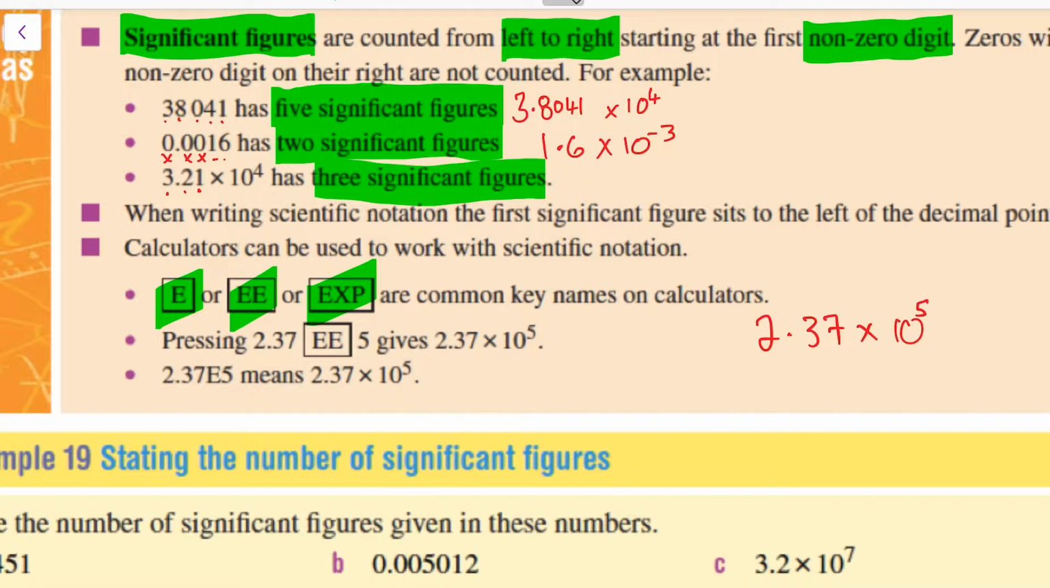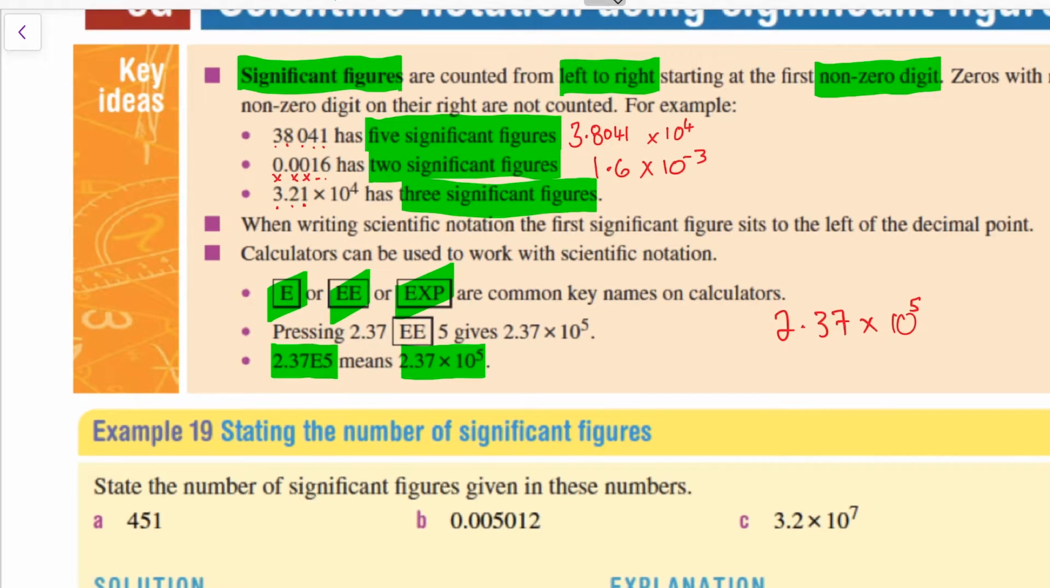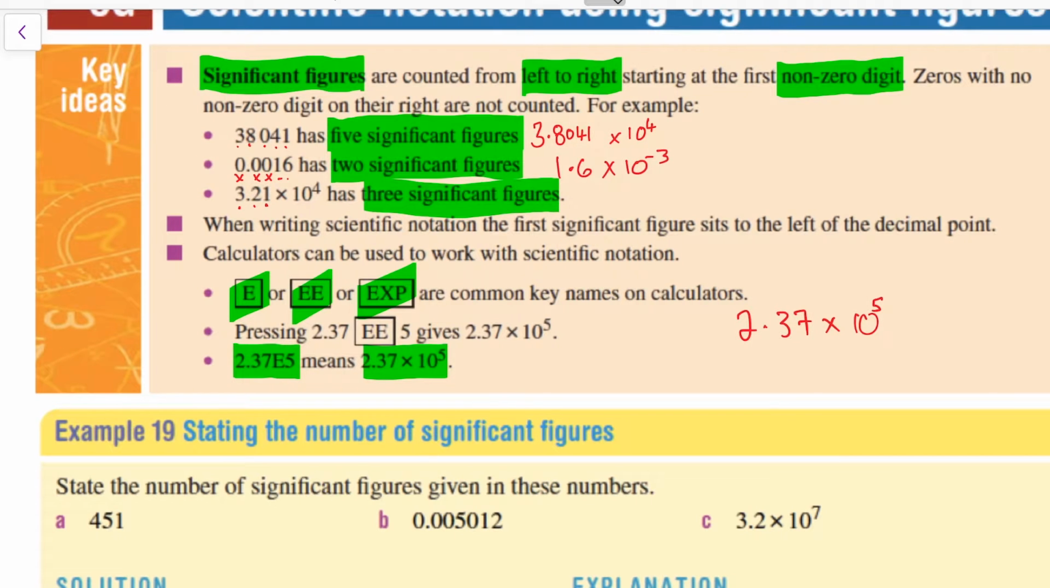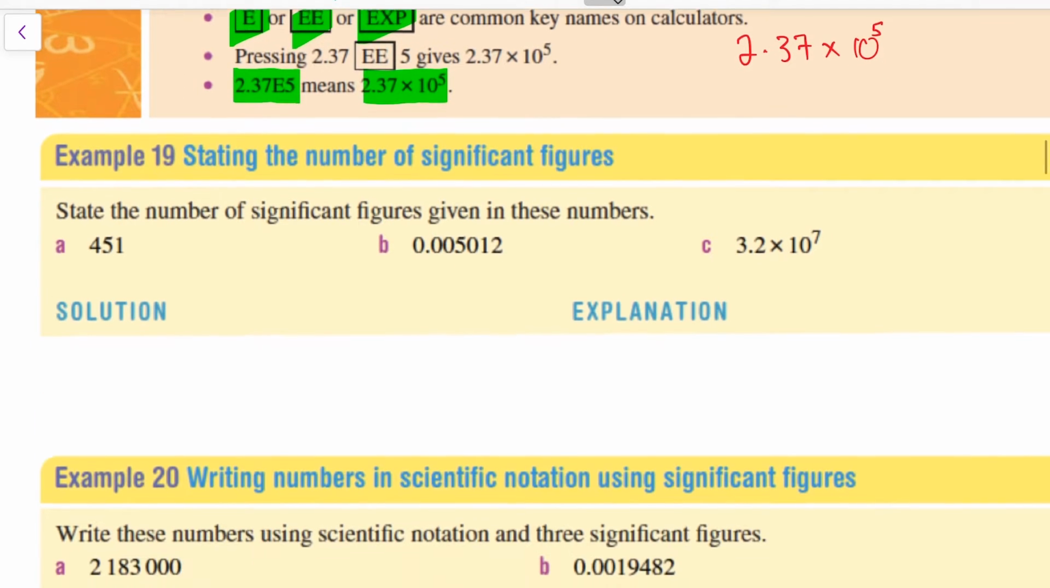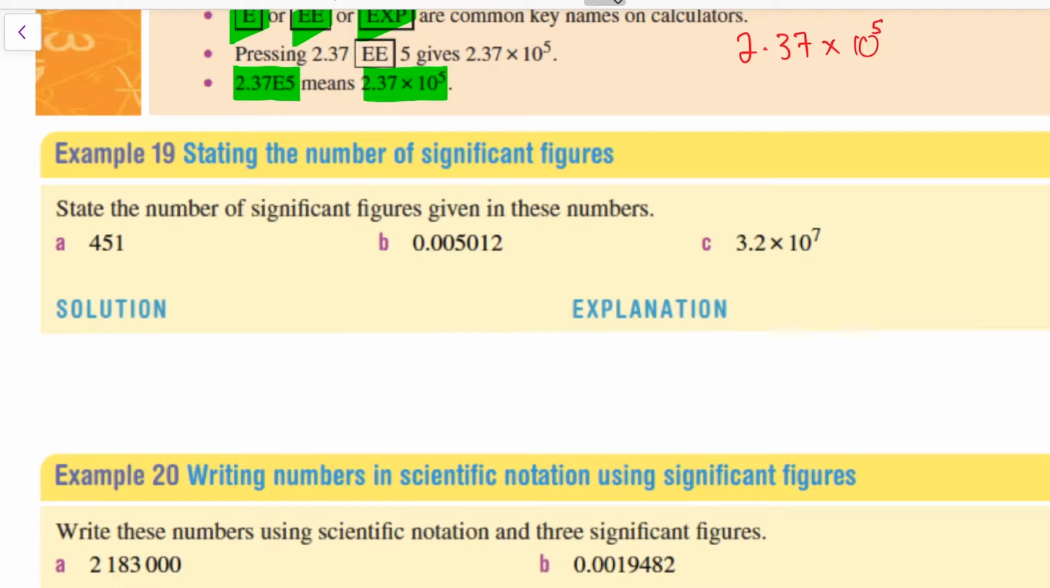However, you do need to understand how to read the calculator on the screen if it comes up with significant figures, with scientific notation. So 2.37 e to the 5 means 2.37 times 10 to the 5. So now that you know this, that will give you an idea of what your calculator is actually saying. Let's look at the very first example together. It's asking us to state the number of significant figures in the given numbers below.